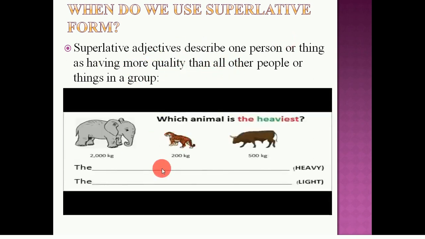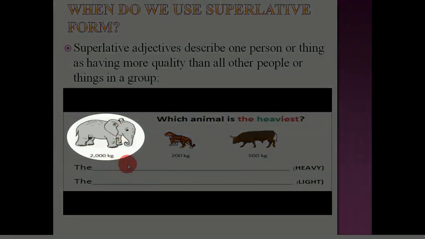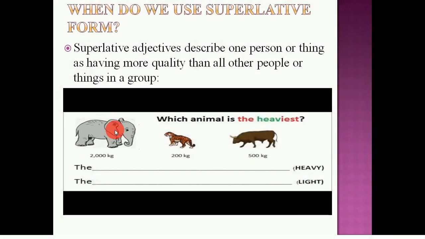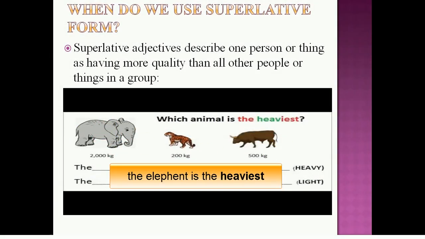Okay, look at this picture. So we have an elephant, a tiger, an ox. We are going to compare. We are going to see which animal is the heaviest. شكون اللي عنده the quality نتاع الثقل أكثر من الآخرين. Okay, وش نقولوا the elephant is the heaviest. هنا قارنا elephant مع الجروب هذا كامل.